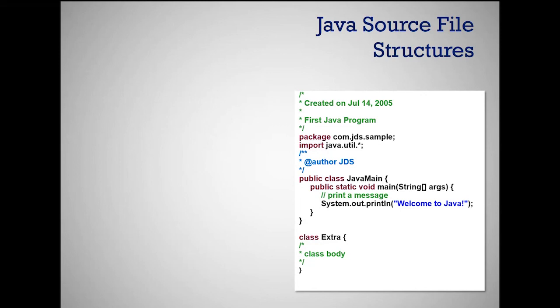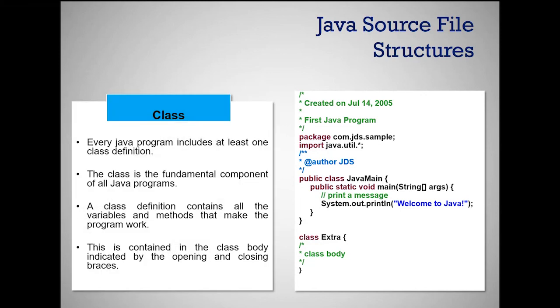Here, let's go back to our source code. So this is a class. What is a class? Okay? Every Java program includes at least one class definition. You can have many, but there must always be at least one. A class is the fundamental component of all Java programs. Java became object-oriented because of these classes, so you have to be familiar with classes. Fundamental means it is always needed. A class definition contains all the variables and methods that make the program work. As I said earlier, a class can have methods or variables inside.